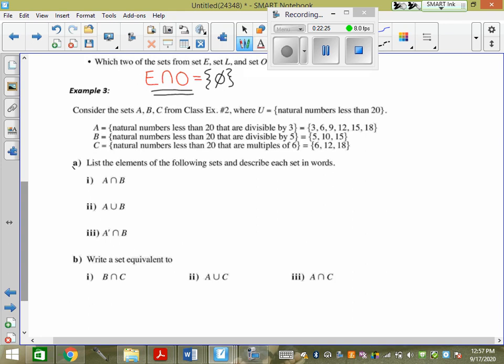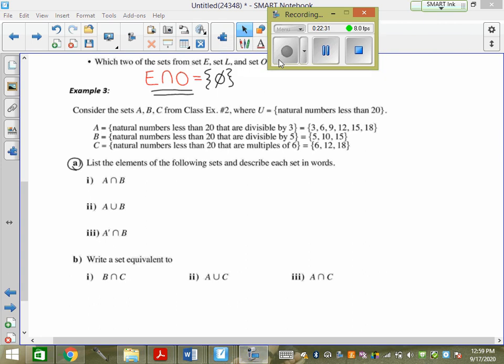Try A. List the elements. Okay, what's in A and B? 15. And this is an and because I can turn it into an and, right? This is not an and because that looks stupid. So it's an or. What's in A or B?